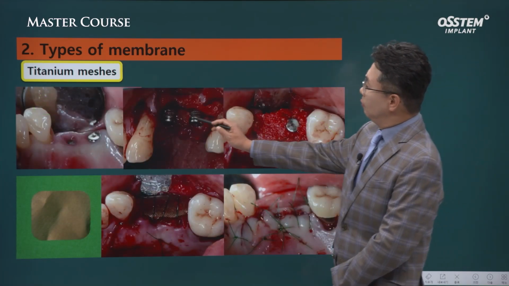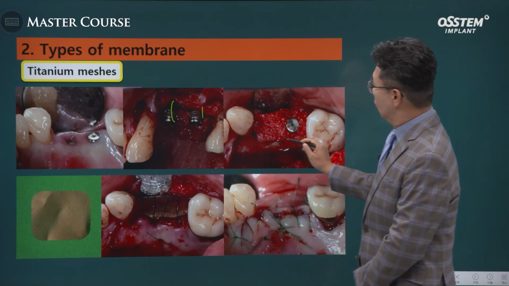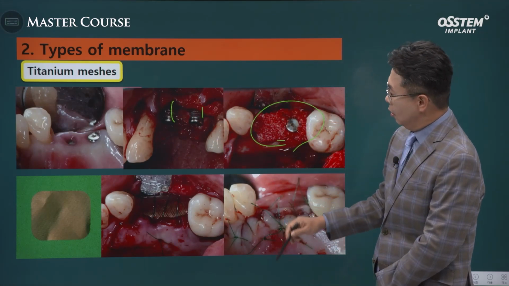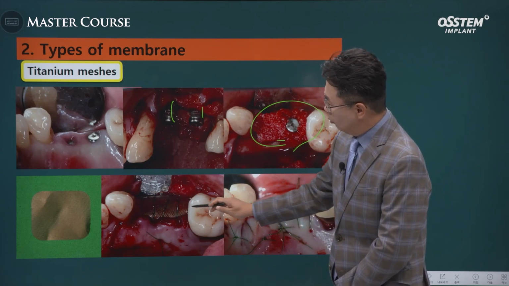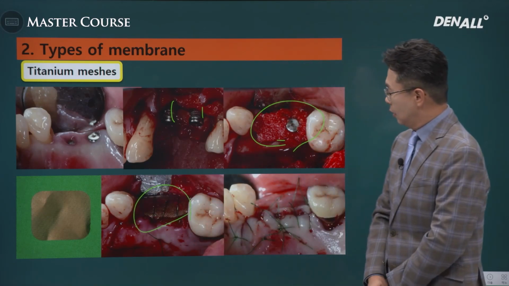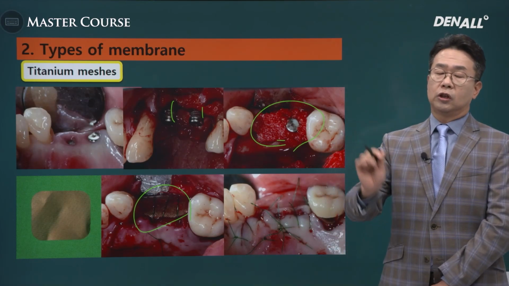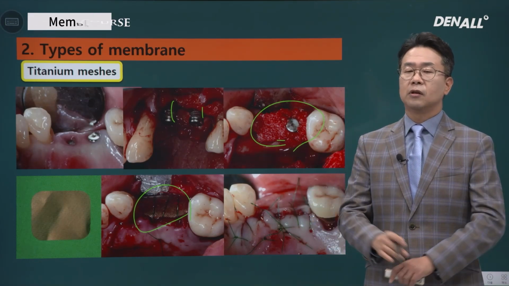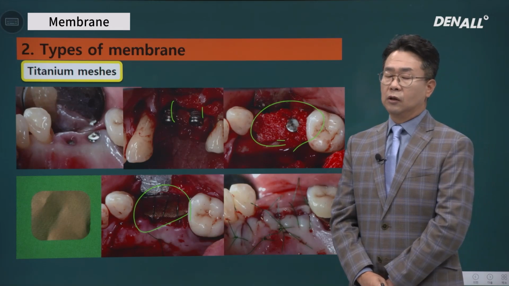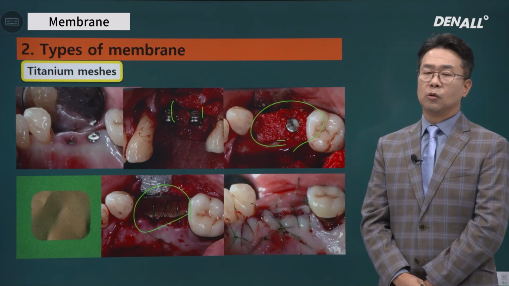As you can see, there's a significant defect and bone augmentation is done. In order to maintain this form, titanium mesh was used and suture was done. When space maintenance is necessary, vertically and horizontally, you can consider using titanium mesh.